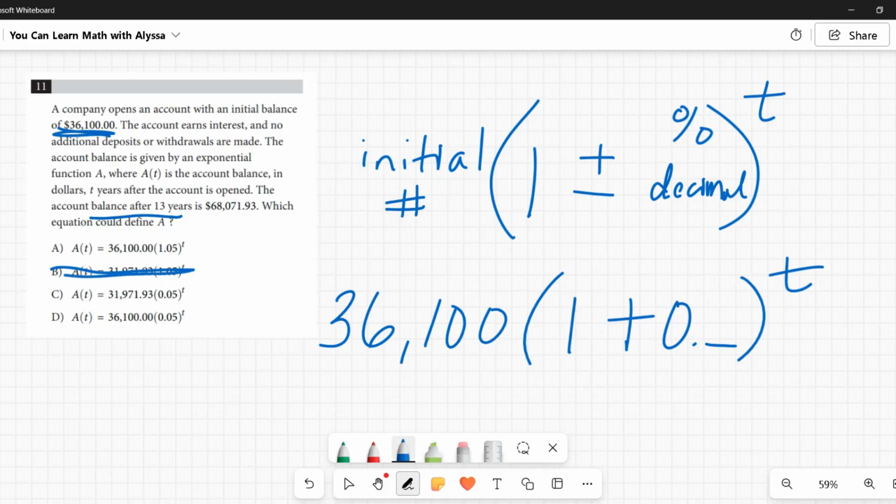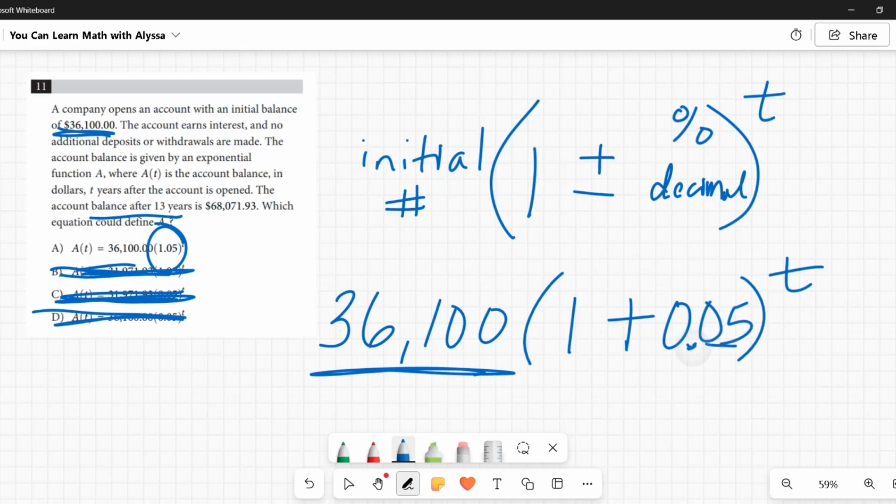But those are both out because we know that initial number needs to be out front, and it's 36,100. So only A and D have 36,100. And this 1.05 is the only thing it could be because it's 1 plus something. It's greater than 1. 0.05 is not greater than 1. That's out. It can only be D, which means our interest rate must have been 5%, 0.05. That it was a 5% interest every year over 13 years.